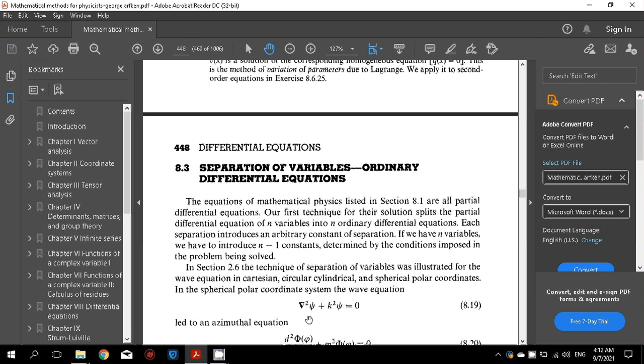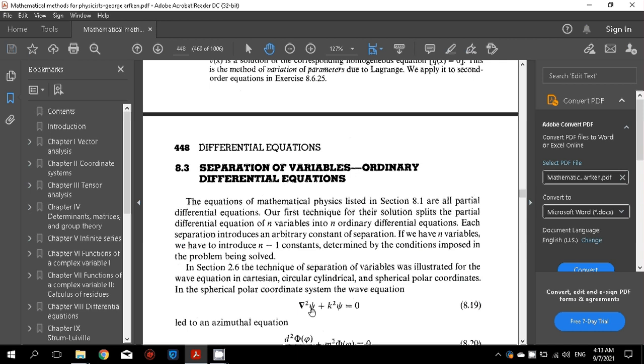So when we use the technique of separation of variables, the detail of which you will see from my notes which I have just mentioned, you will end up with this equation when it is converted into a partial differential equation. This function psi is an implicit function of x, y, z, or r, theta, phi in spherical coordinates, or rho, phi, z in cylindrical coordinates.